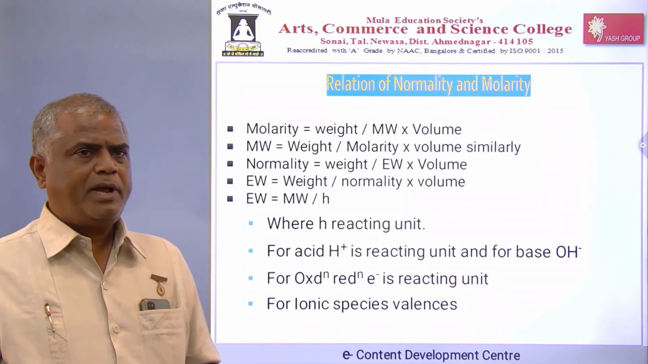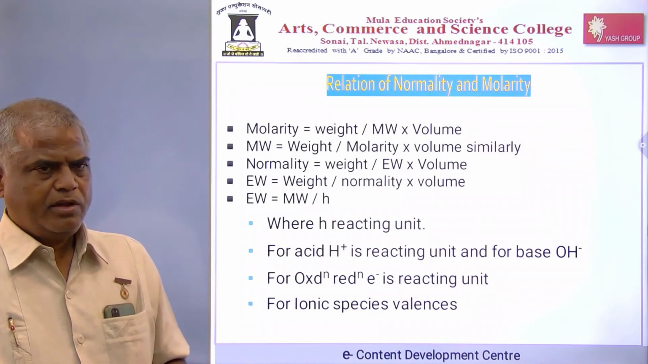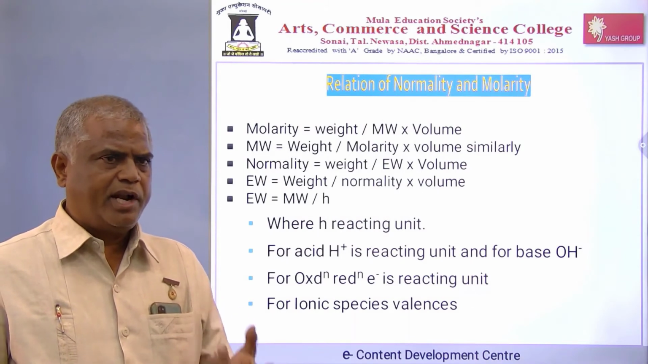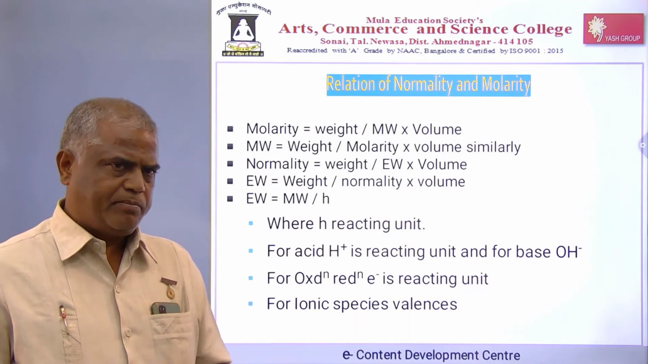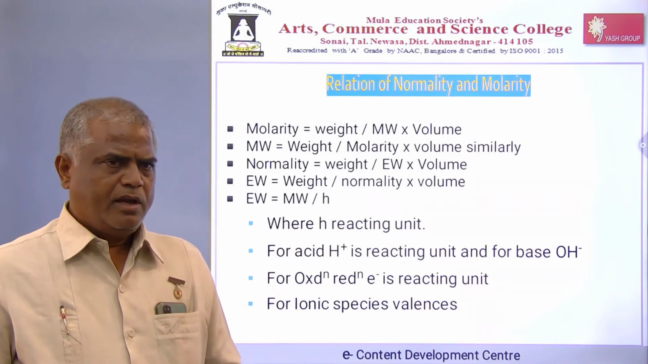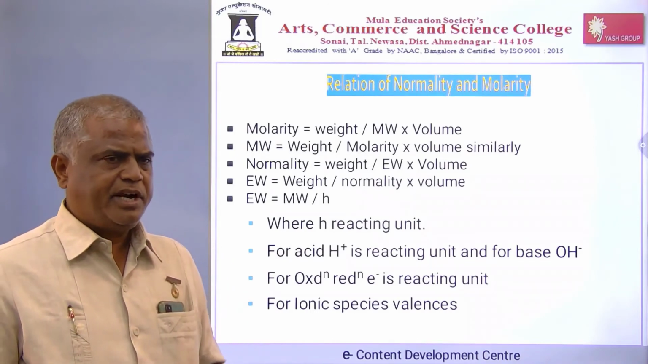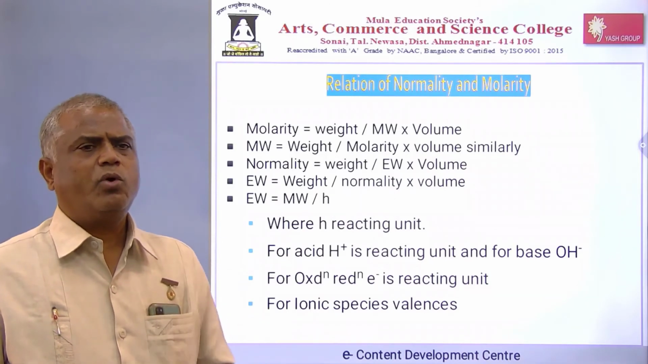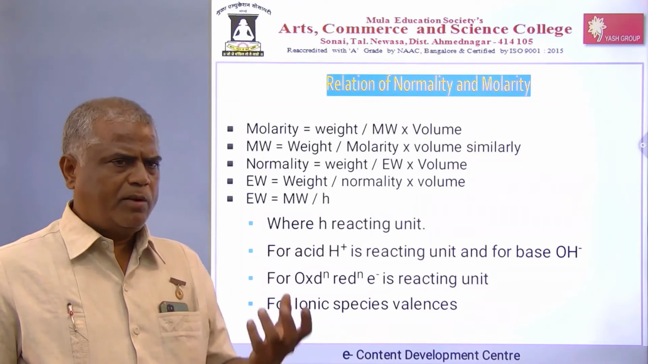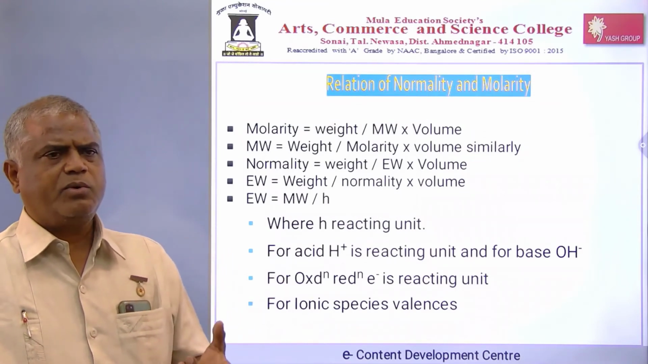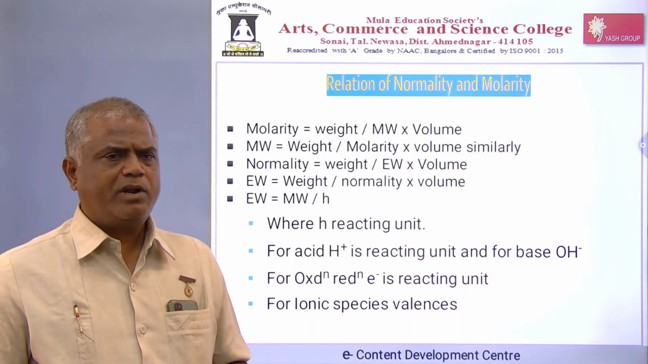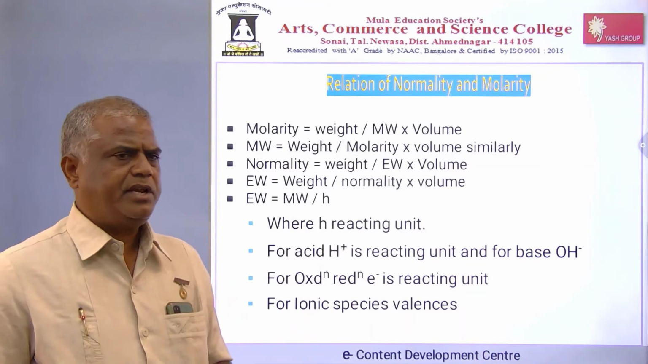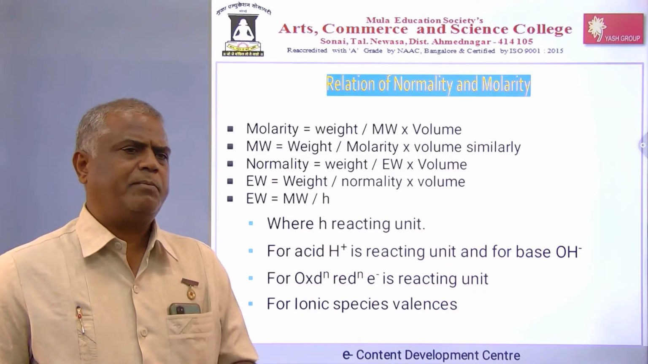Now, the relation of normality and molarity. Molarity is related by the formula: molarity is equal to weight divided by molecular weight multiplied by volume. Rearranging this equation, molecular weight becomes equal to weight upon molarity multiplied by volume. Similarly, normality is equal to weight divided by equivalent weight multiplied by volume. Then what is equivalent weight? Rearranging this equation, equivalent weight is equal to weight upon normality multiplied by volume.